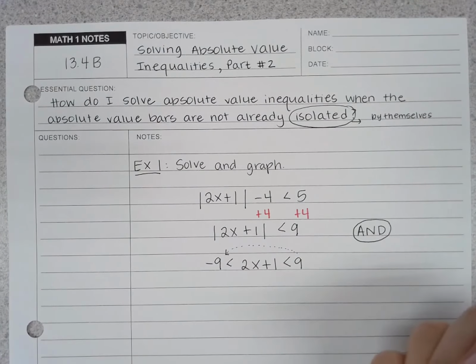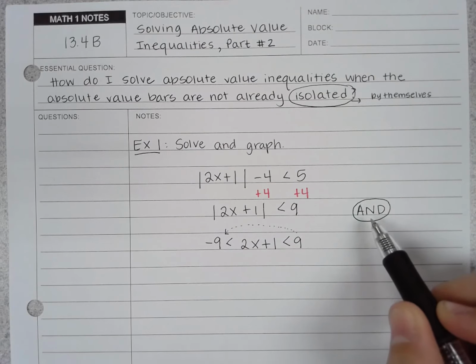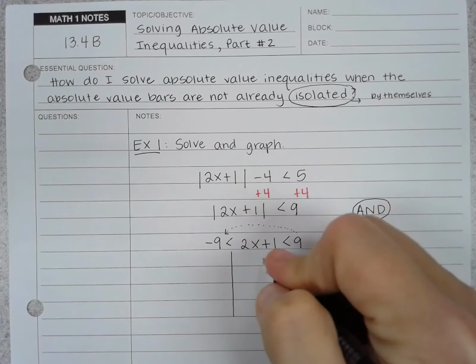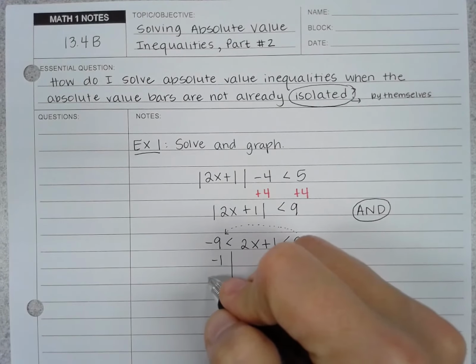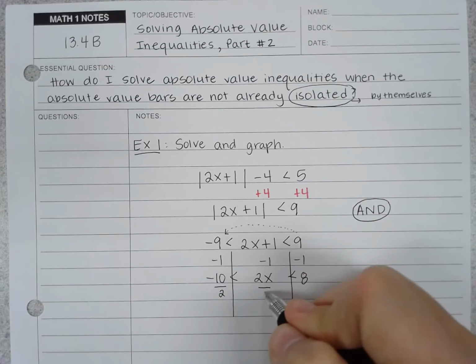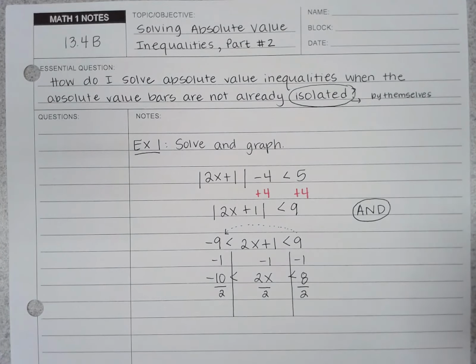If this symbol was facing the other way, then I would set this up and solve it as an or problem because it would mean that it needed to be outside of a certain distance from 0. So you really have to make sure that your brain stays engaged when you're practicing these notes and doing questions like this. Let's see. So to solve this, I'll minus the 1. That'll give me negative 10 is less than 2x is less than 8. And then I'll divide all 3 pieces by 2 to get my answer to the question.